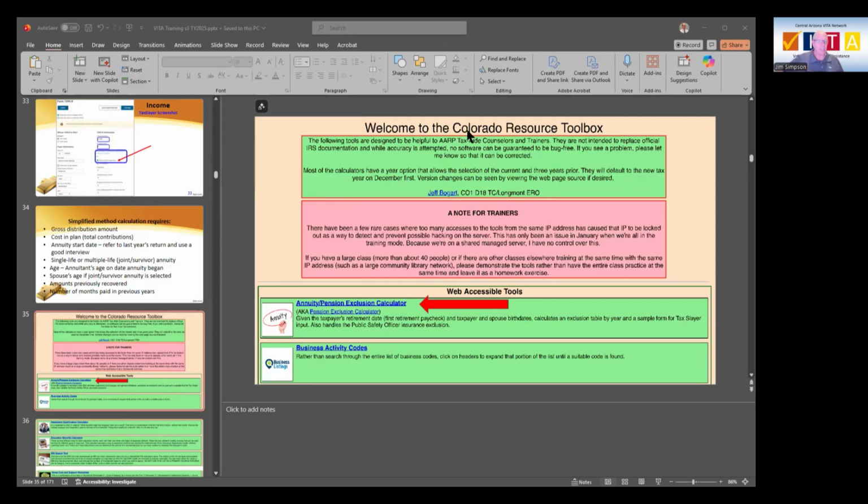So how do you get to this thing? If you just Google Colorado tax aid or Colorado pension calculator, you'll be able to find this tool pretty easily. It's a very common tool. It's by a guy named Jeff Bogart, who used to work with AARP, and he's put together a lot of these tools.